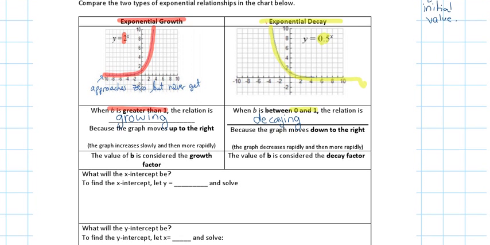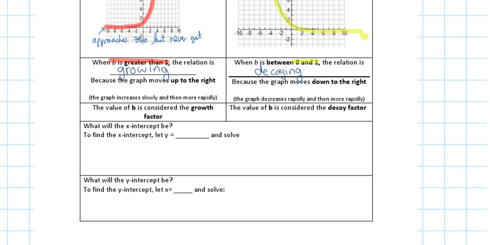So remember that the value of b in the case of growth is called the growth factor, and the value of b in the case of decay is called the decay factor. So if my numbers are doubling, my growth factor is 2. If my numbers are being halved, then my decay factor is a half. Are you guys okay with this?